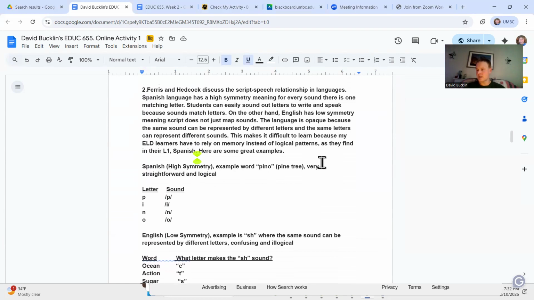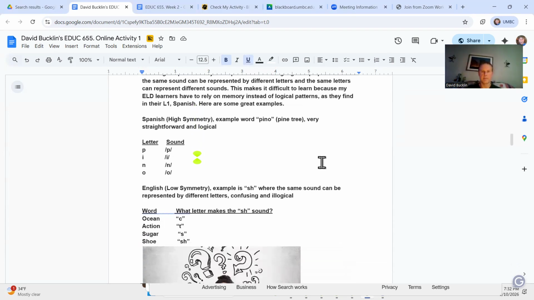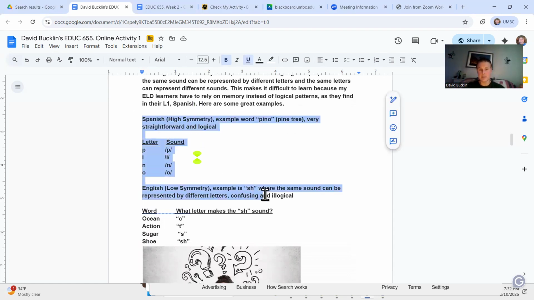Ferris and Hedgecock go on to discuss the script-speech relationship in languages. Spanish has a high symmetry, meaning for every sound, there's one matching letter. Conversely, English has low symmetry. Script does not just map sounds. It's opaque and difficult to learn. Here are some examples. High symmetry: in Spanish, the word pino, pine tree. Very straightforward letter-sound.